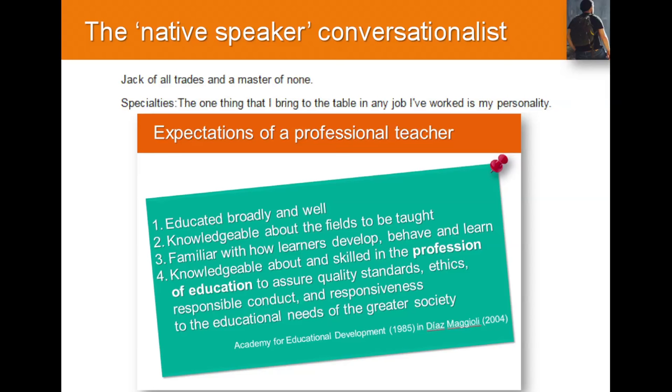Knowledge about the field to be taught, knowledge about English. No evidence of that. Familiarity with educational psychology? Not really, that we are aware of. Knowledge about the profession of education? No evidence of that. And yet, he earns money like you and me, as a teacher of English. Type 2.